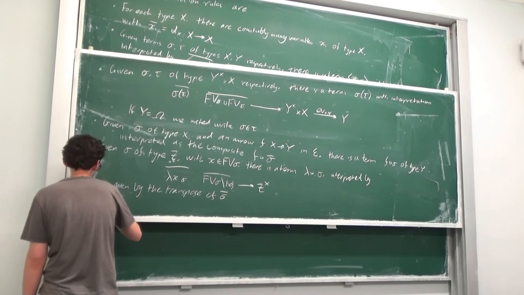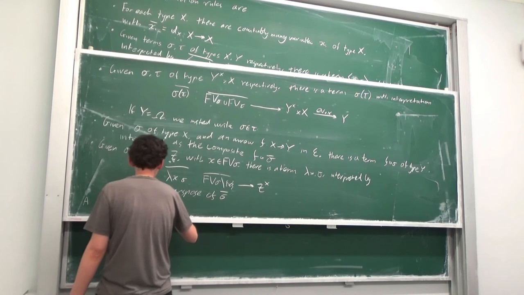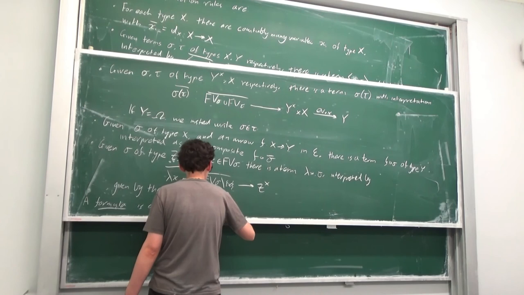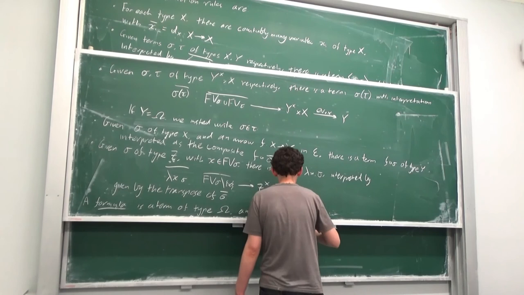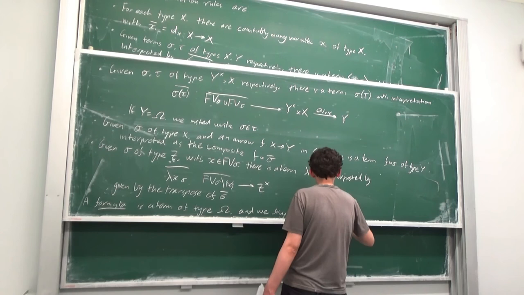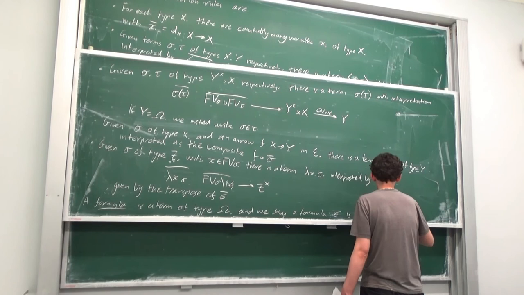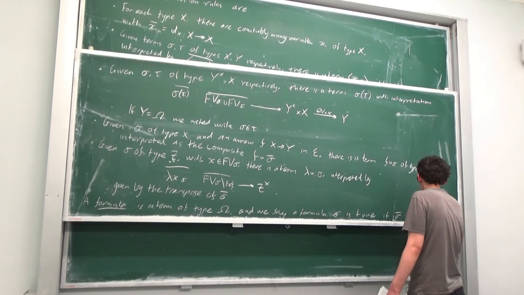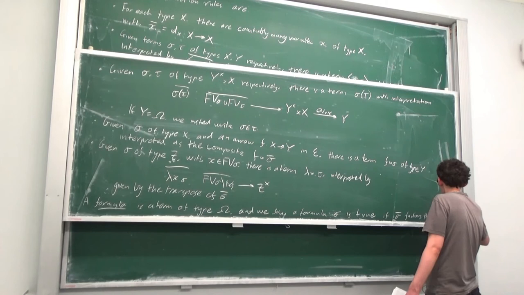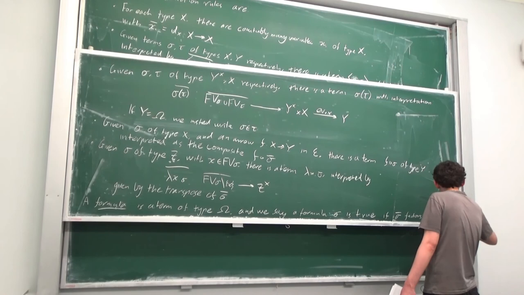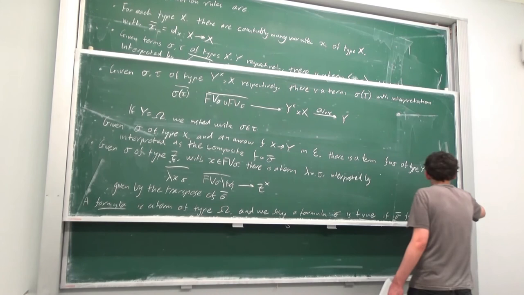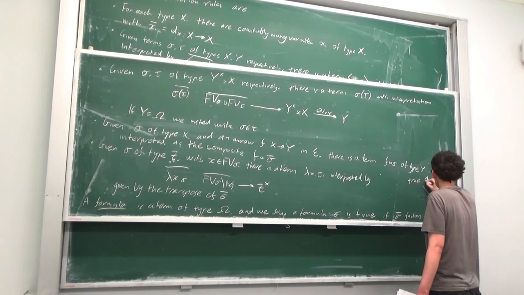A formula is a type omega, and we say a formula sigma is true if sigma bar factors through true. I've run out of space. But true, that's the monomorphism in the definition of a subobject classifier. It goes from the terminal object to the subobject classifier.